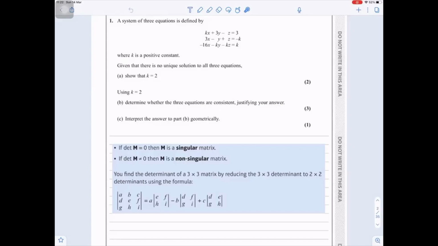So to do question number 1, we're going to use these ideas I've put below. You can see the formula. If the determinant of a matrix M is 0, then M is a singular matrix. If the determinant is not 0, then M is a non-singular matrix. And then you find the determinant of a 3 by 3 matrix by reducing it to 2 by 2 matrix determinants using the formula. So we're going to use this formula at the bottom to find the determinant. And we would set the determinant equal to 0 and solve that equation.